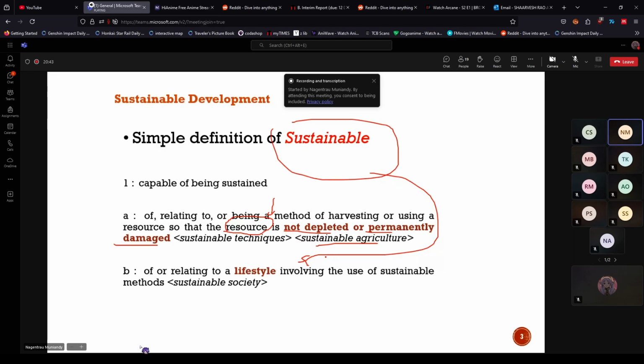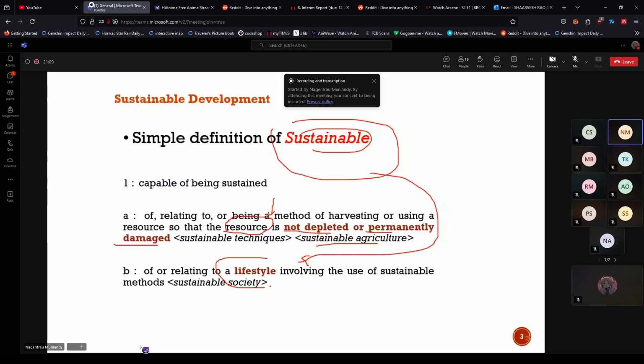So in this case, the product, right? Let's say we are going to buy a product. We need to check whether the product is sustainable or not. Like, for example, I wanted to buy an aircon for my house. I need to check whether this aircon is a sustainable aircon or not. Is it an energy saving aircon or not? So I need to look into that way. So that means nowadays sustainability is already a part of a lifestyle of ours.